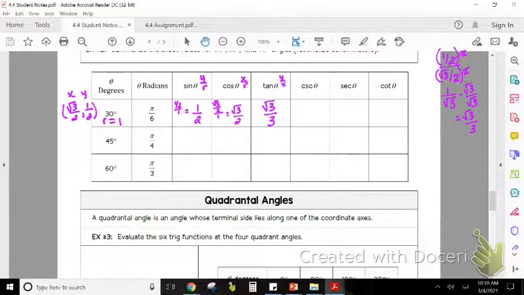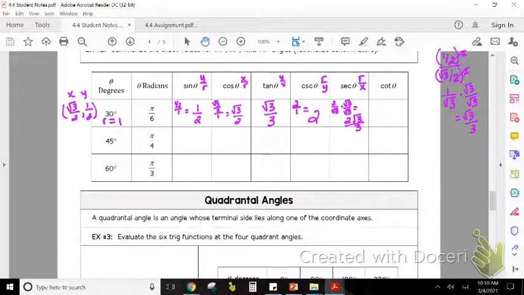Now, the reciprocal of sine is cosecant, so we can either do r over y, or we can just do the reciprocal of sine. Either way, we get 2 over 1, which is 2. Now, secant gets a little trickier. Secant is a reciprocal of cosine, so it's r over x. But if I look at cosine, it's 2 over the square root of 3. We can't have that radical on bottom, so we're going to multiply top and bottom by the square root of 3. And so we end up with 2 square root of 3 on top over just the 3 on bottom.